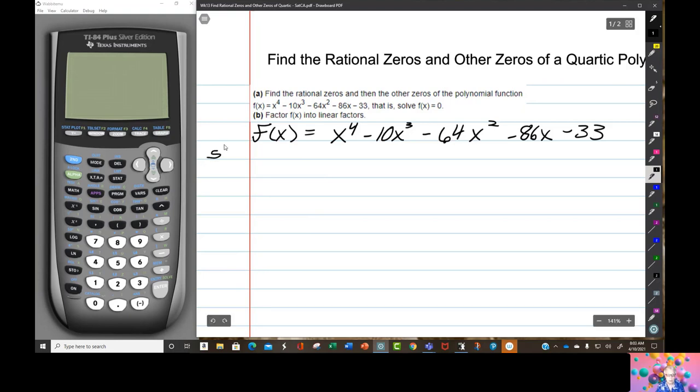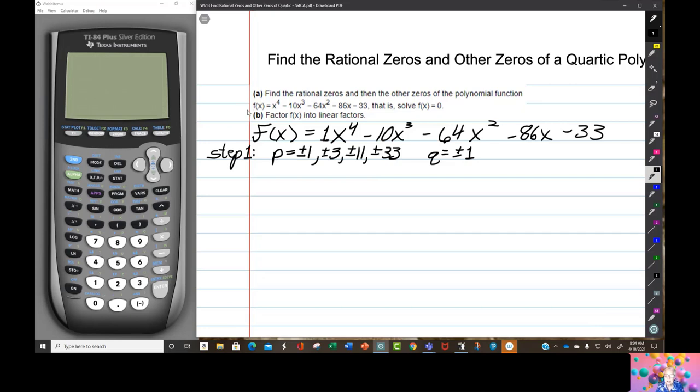So step one, we find our P over Q, where P is going to be the factors of 33 at the end. What is that going to be? 1 times 33 and 11 times 3. So plus or minus 1, plus or minus 3, plus or minus 11, and plus or minus 33. And then Q. Since the leading coefficient is 1, Q is the factors of the leading coefficient, so Q is just going to be a very boring plus or minus 1.